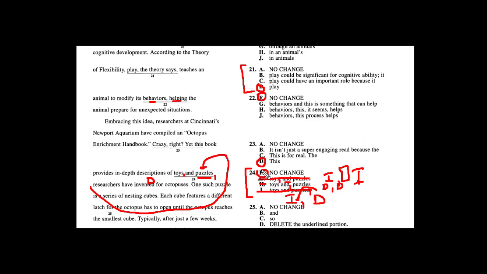Now, when you look at 25, we're going to check the word delete first because that's razor blade. When you cross this answer choice out here, you're going to see each cube features a different latch the octopus has to open until the octopus reaches the small cube. You see that when you choose that, it's still a complete sentence. So razor blade tells us, number 1 rule, ACT mechanics and usage, razor blade for 25. D.